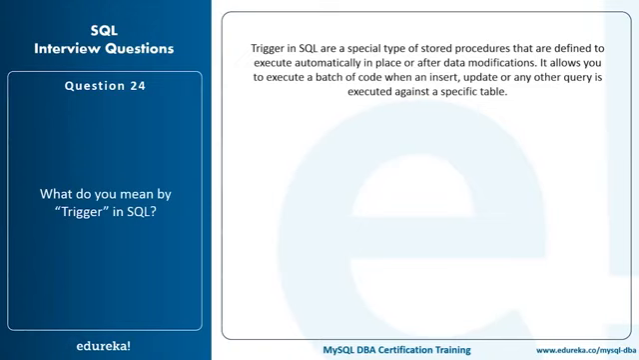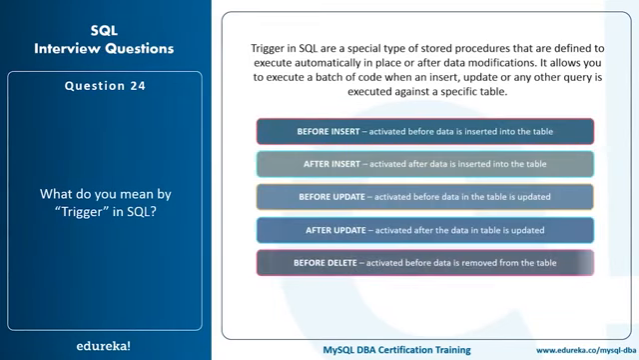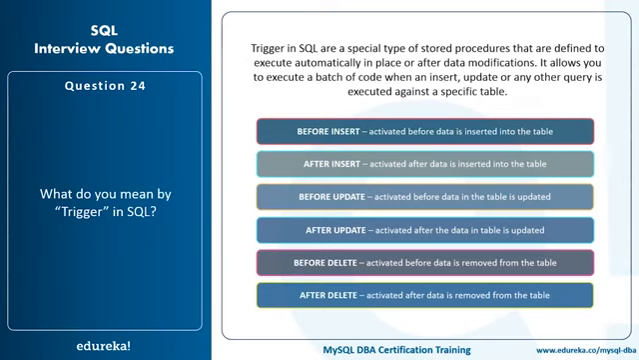So guys, there are mainly 6 types of triggers that you need to understand about. That's the before insert, after insert, before update, after update, before delete, and after delete. So basically the two main key terms that you need to understand are the before and the after. So these are completely applied on the insert, update, and the delete commands. The before insert is basically activated before the data is inserted into the table. The after insert is activated after the data is inserted into the table.